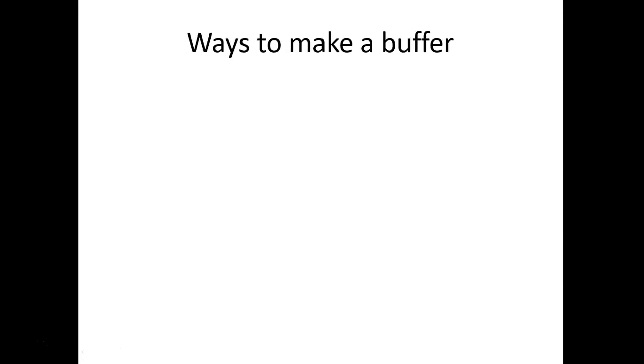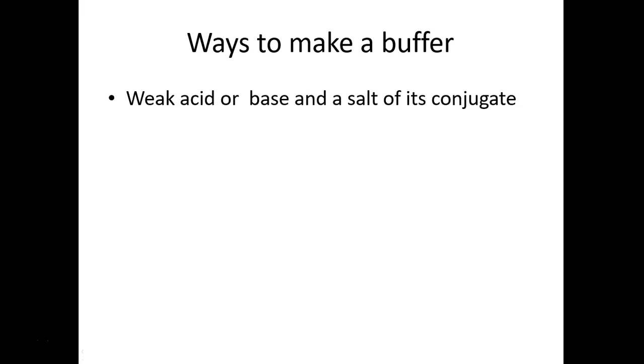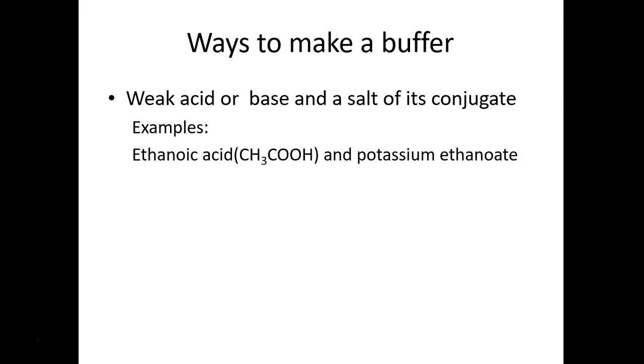All right, so there's a couple different ways that we can make a buffer. So the way we sort of talked about is taking a weak acid or base and adding a salt of its conjugate to the solution. So again, some examples would be ethanoic acid and potassium ethanoate.